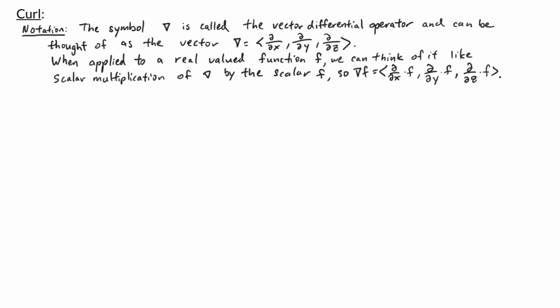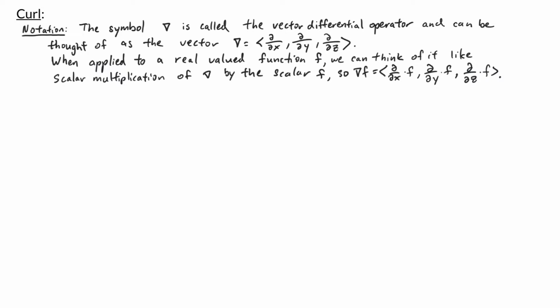In this video, we're going to introduce a new operation that we can perform on three-dimensional vector fields. Before we begin, I want to talk about the symbol that we use for the gradient of f. This upside-down triangle is called the del operator, or the vector differential operator, and can be thought of as a vector with components partial derivative with respect to x, partial derivative with respect to y, and partial derivative with respect to z.